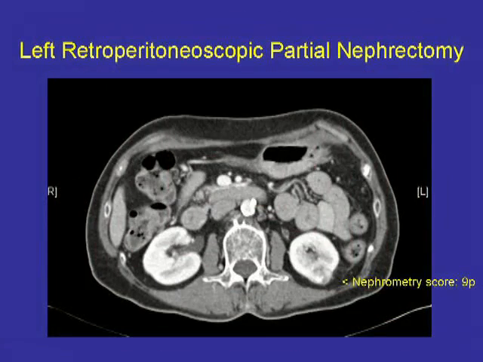Our second patient is a 73-year-old lady with a 2.6 centimeter left posteriorly located enhancing renal mass.